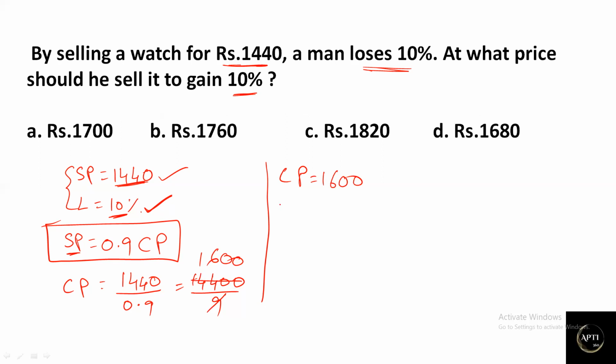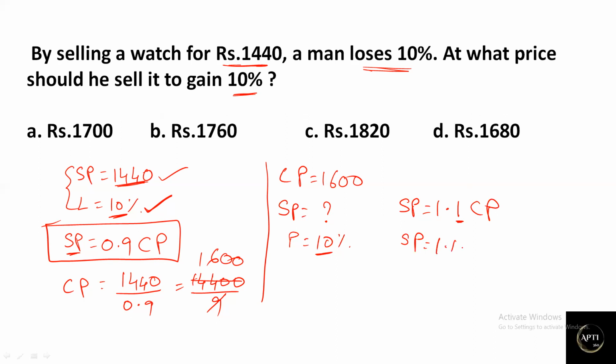Now what was the question? At what price should he sell? We know the cost price of the watch. At what price do I need to sell to get a profit of 10%? Gain or profit, both are the same. To get 10% profit, can you tell me the relation between selling price and cost price? Selling price is equal to 1.1 times cost price. After the decimal, 1 indicates 10%, 2 indicates 20%, 3 indicates 30%. Clear?